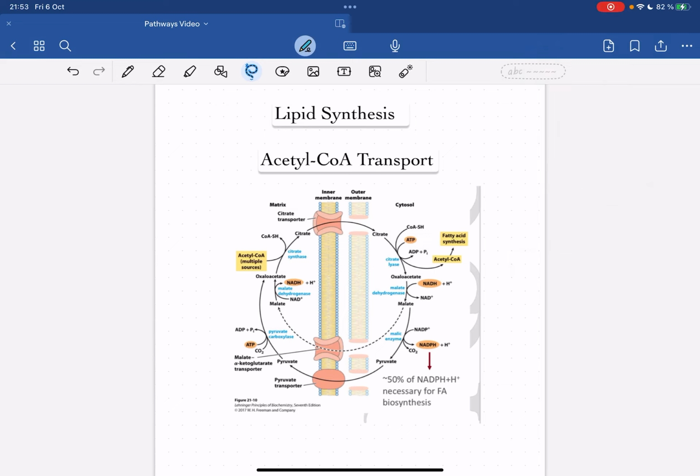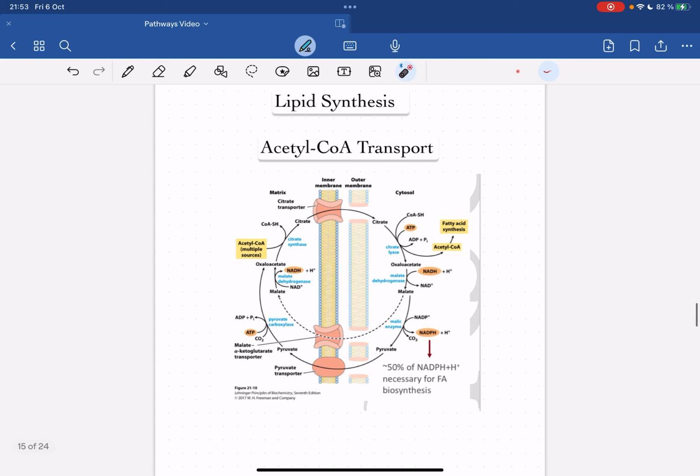Okay guys, this is the second video that I'm doing for Biochemistry Colloquium 1 for semester 3. And we're going through lipid synthesis in this video, including acetyl-CoA transport, glycerol synthesis, and then some pathways for amino acids as well as the urea cycle.